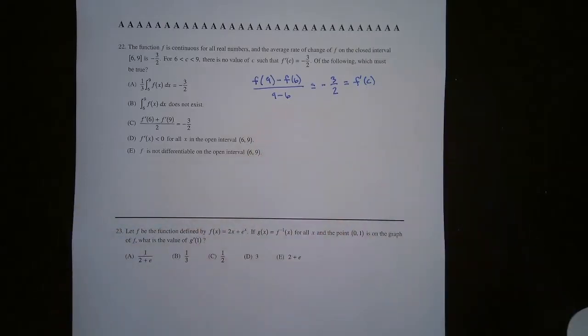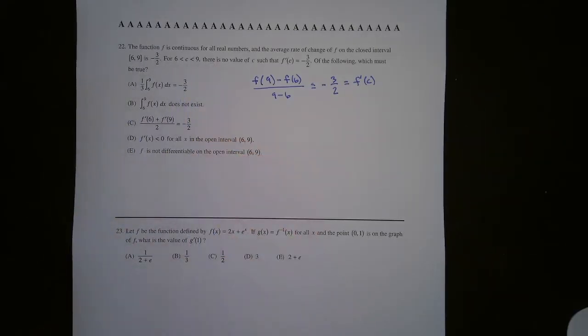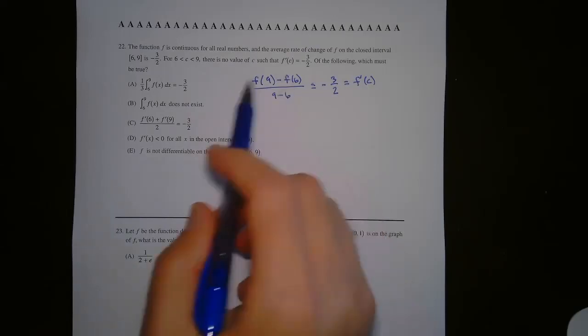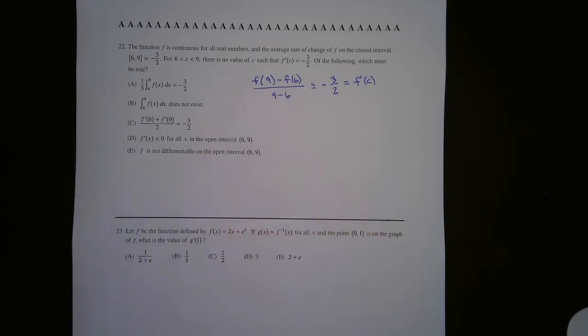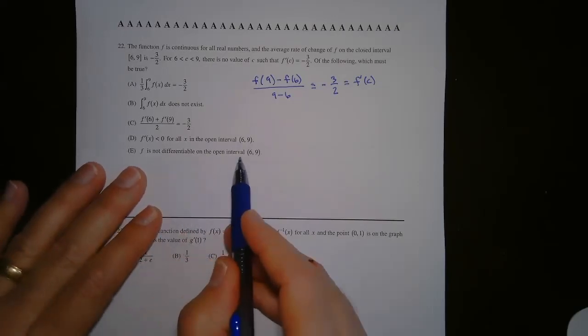But there are conditions. The conditions are that it must be continuous on the closed interval. Well, they're telling you it's continuous, but it also must be differentiable. So why this wouldn't be happening is because it's not differentiable. So f is not differentiable on the open interval 6 to 9.